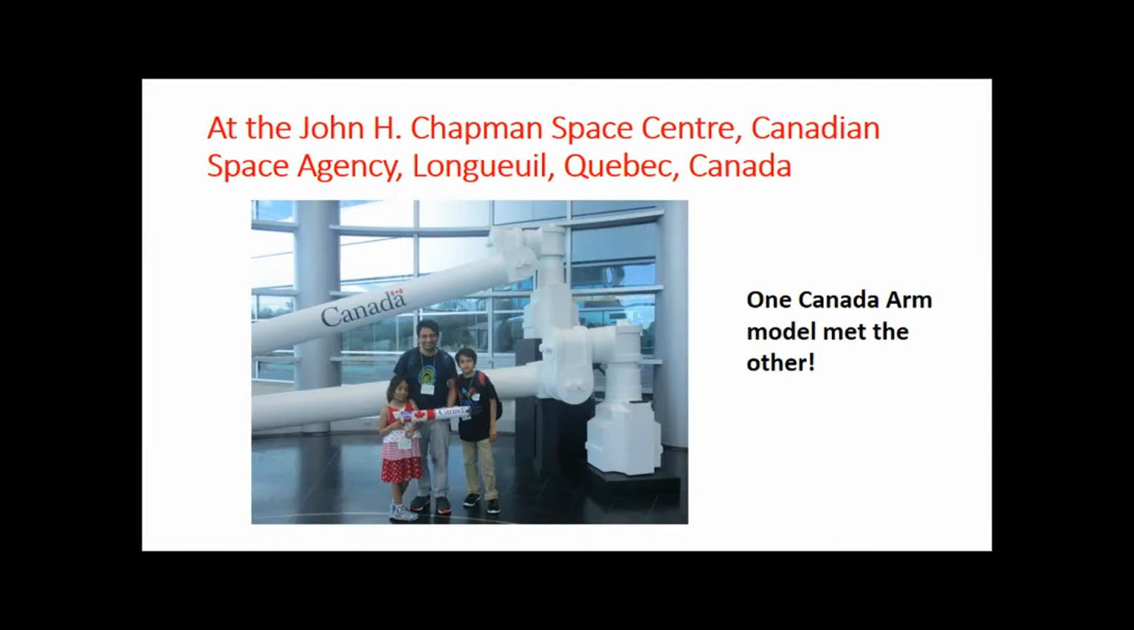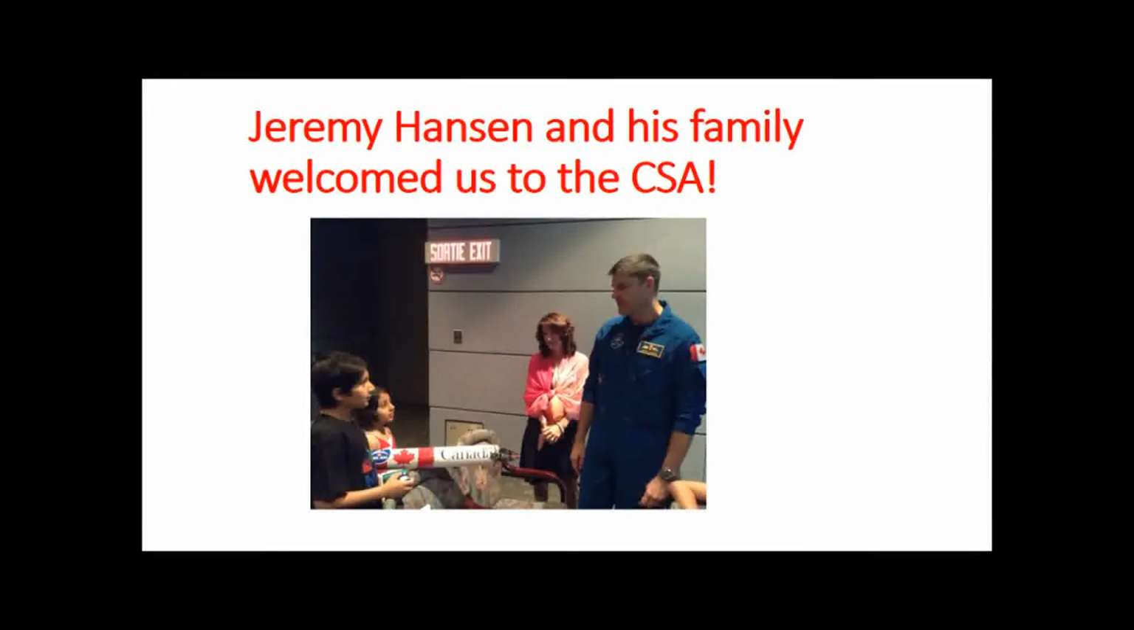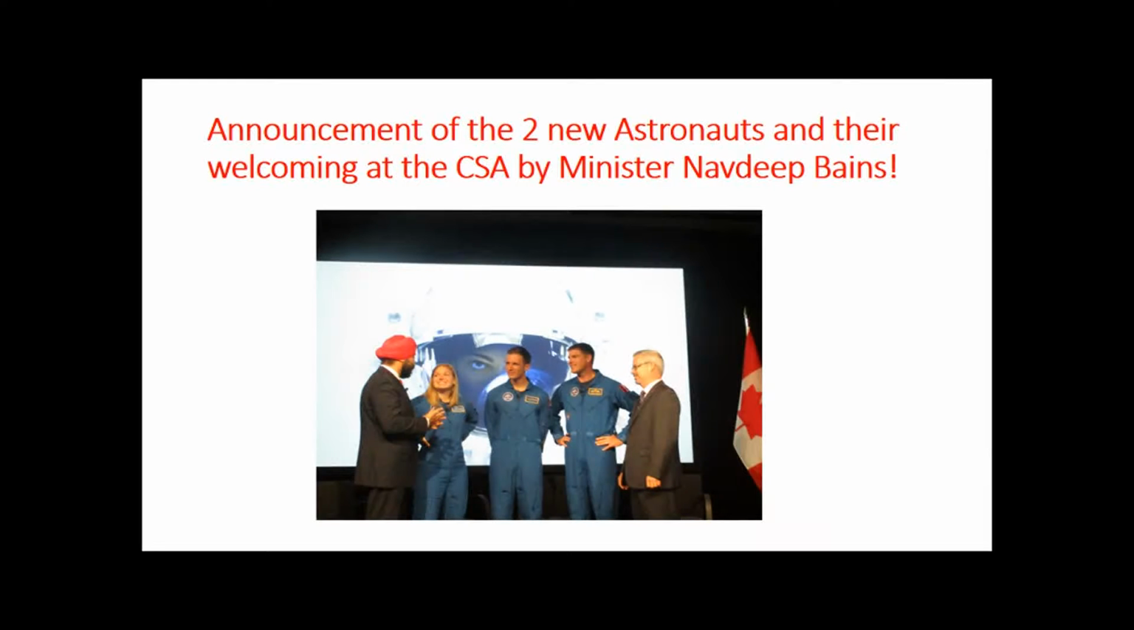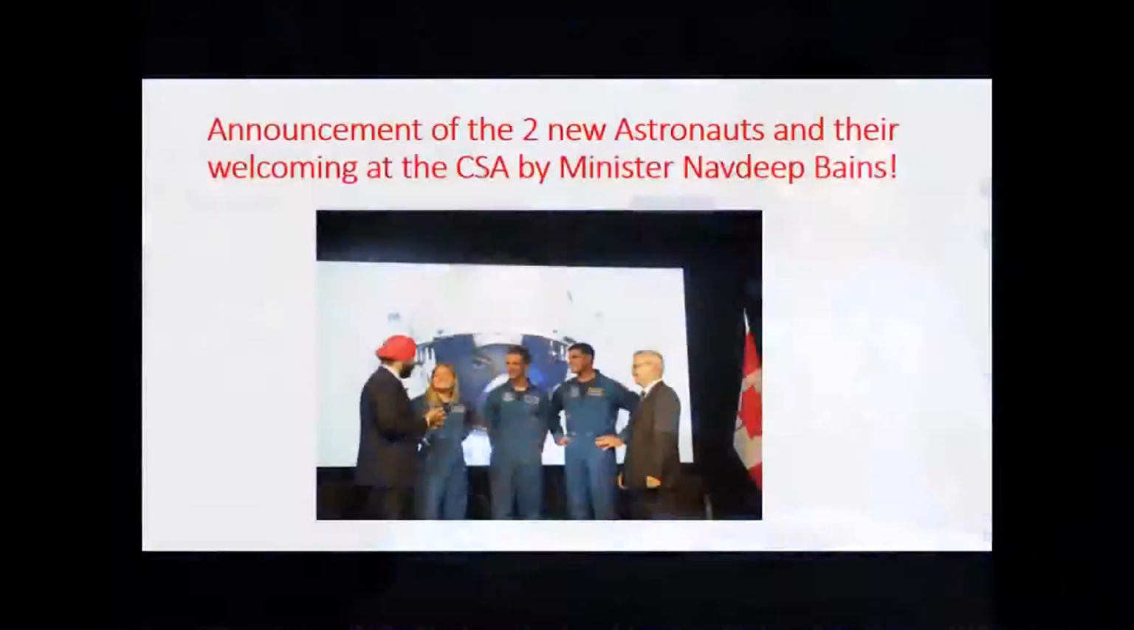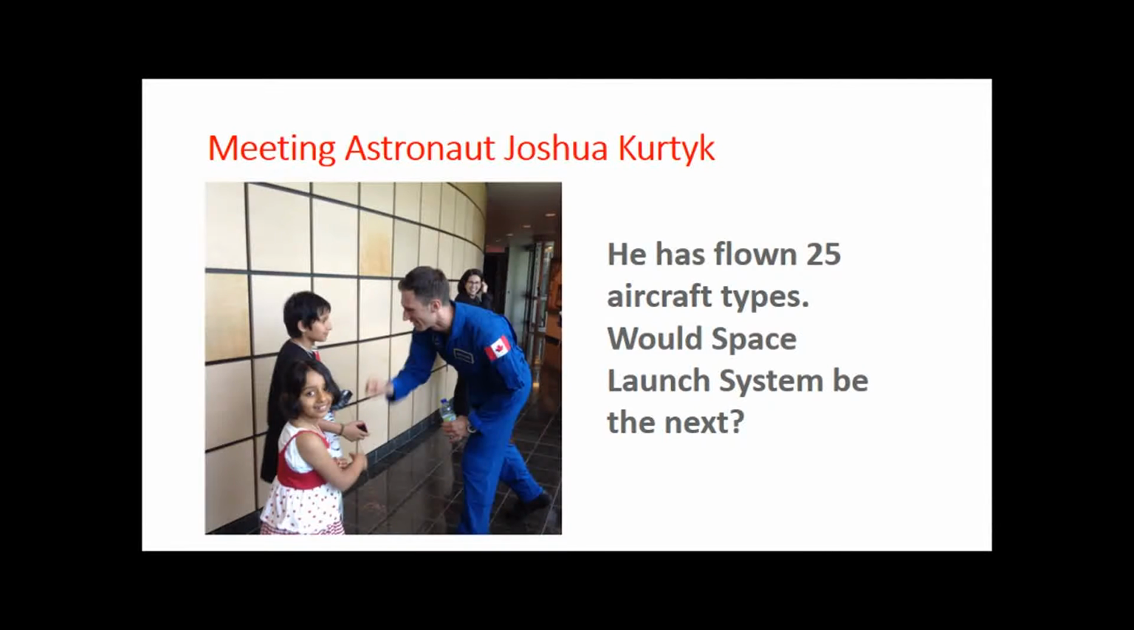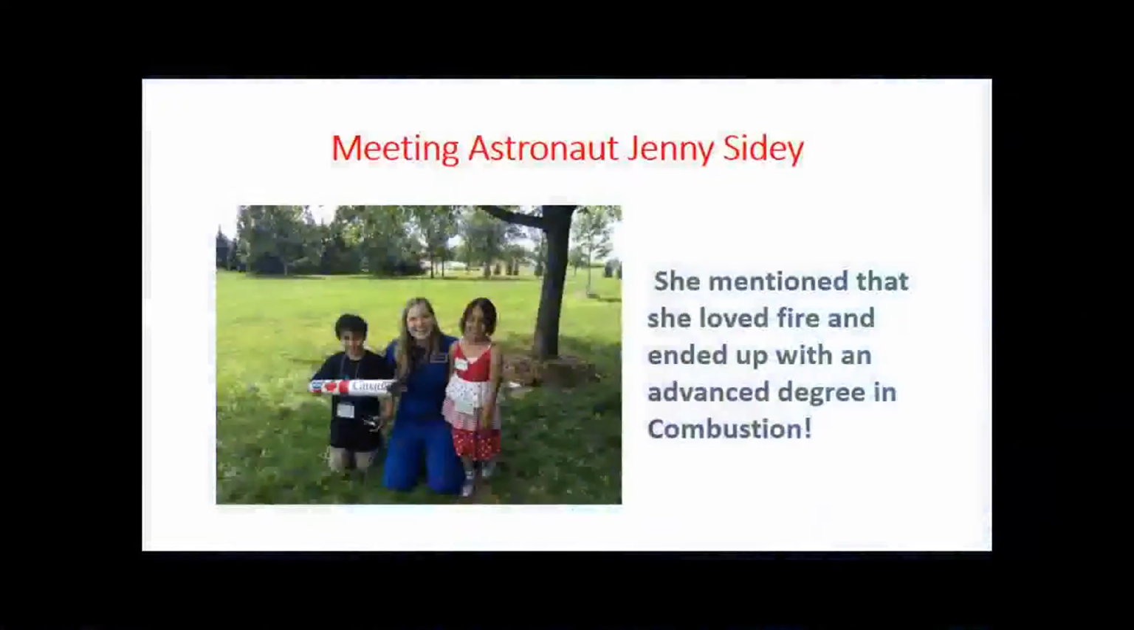When we arrived at the John Chapman Space Center, one Canadarm met the other. When we went inside the hall, Jeremy Hansen and his family welcomed us, and we talked to his children. And then the minister welcomed the two new astronauts, Joshua and Jenny. Joshua has flown 25 different kinds of aircraft. Jenny mentioned that she liked fire, and that's why she became an astronaut.